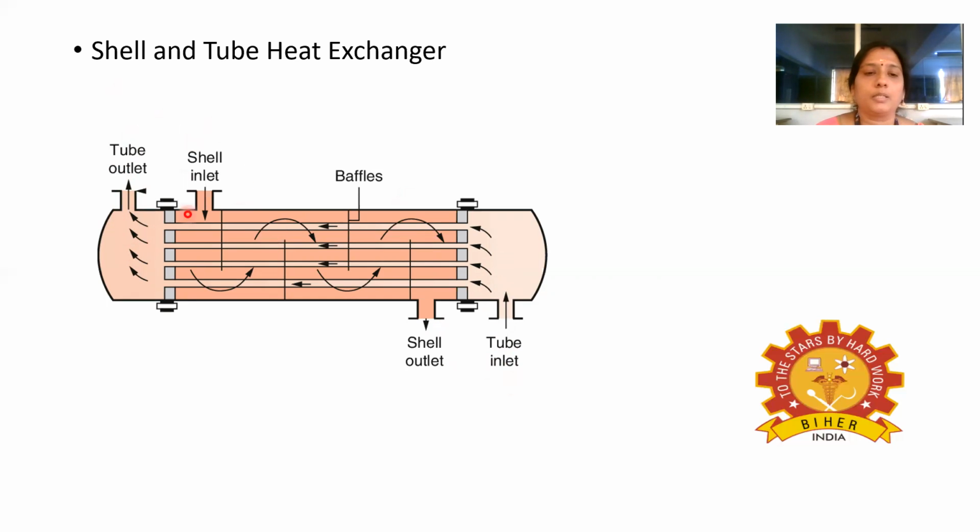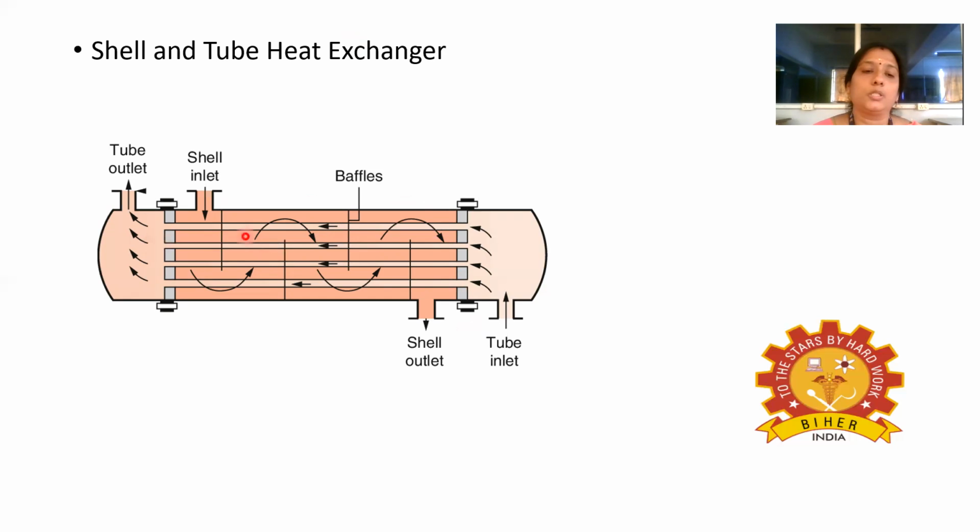And here these tubes are fixed inside the cylindrical shell, and this is the shell inlet and the shell outlet. And these tubes are fixed in the tube sheet. There are two tube sheets. One is at this end, another one is at the other end. And inside, the baffles are placed. The baffles are placed to also provide support to the tubes.